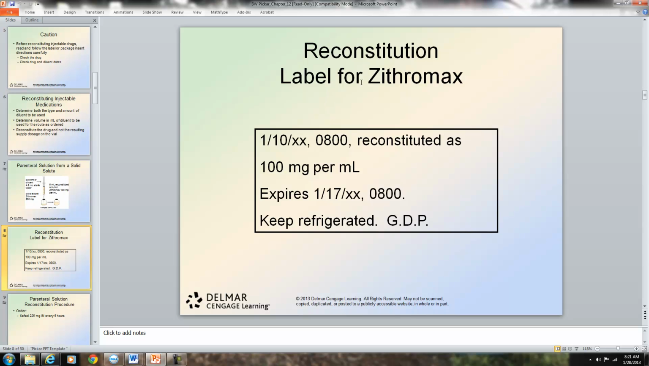Now the label for reconstitution of the Zithromax might look like this: 1 to 10 to XX, 0800, reconstituted as 10, or 100 milligrams per milliliter. This is the date. You have to always put the date that the reconstitution was done and the date that it expires.